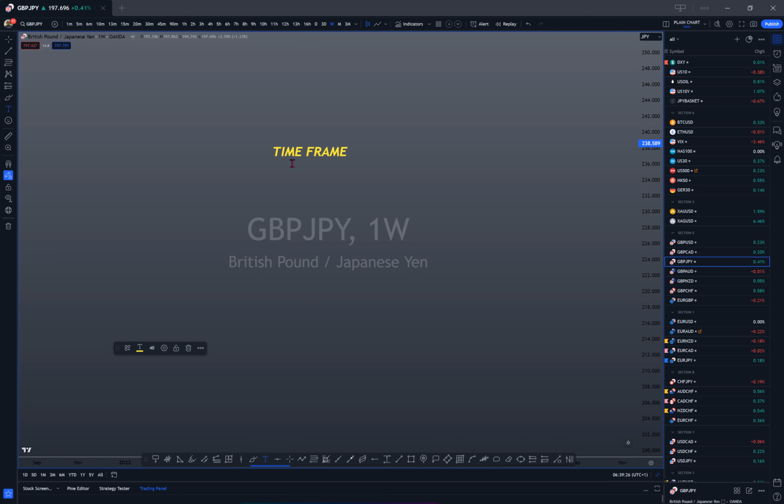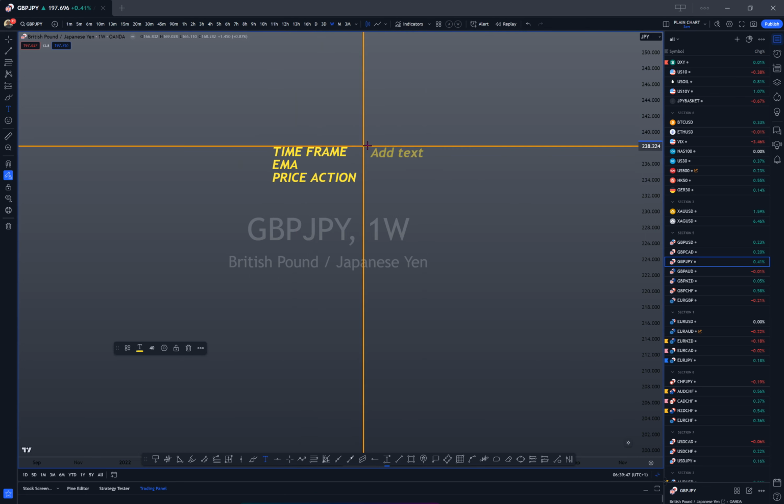Alright, I said two, but we need three things actually. Your time frame, EMA, and then price action. Time frame, EMA, and price action. So pay attention to the rules, very important.